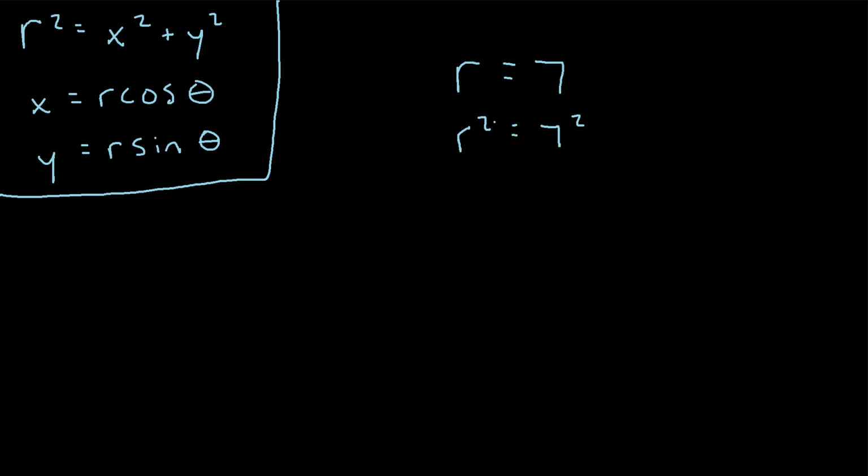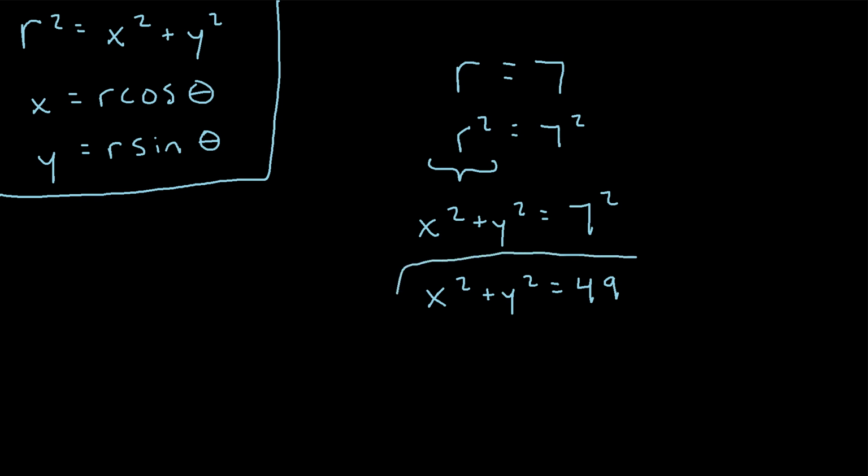And now that we've written r squared, we can replace this with x squared plus y squared. And on this right-hand side, we still have 7 squared. So the only way to simplify this even further is just to do 7 squared, which is 49. So we can write our final answer as x squared plus y squared is equal to 49. And that is how we can convert this polar equation into a rectangular equation that only uses x's and y's as opposed to r and theta.